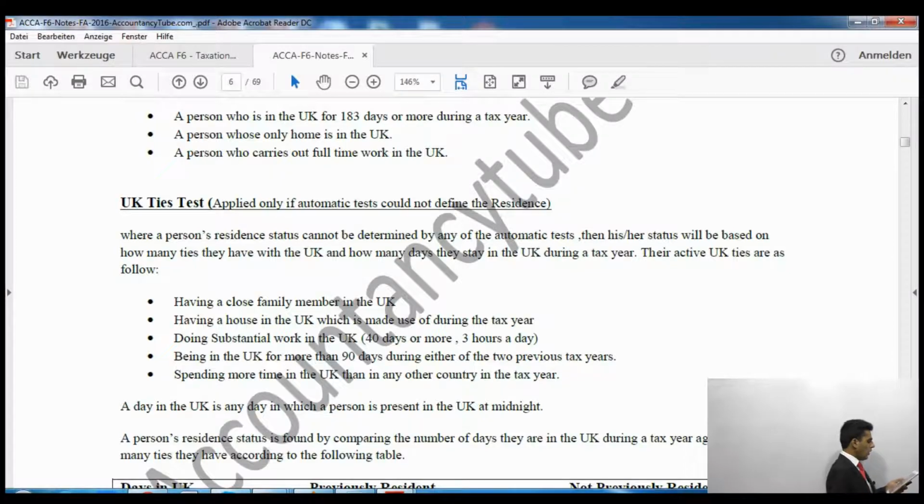The second test is your only home is in the UK, and the last test is a person who carries out full-time work in the UK. So if your only home is in the UK and nowhere anywhere in the world, then you will be automatically UK resident. And if you carry out full-time employment in the UK, then also you will be considered as a UK resident, and you will have to pay UK tax. Right?